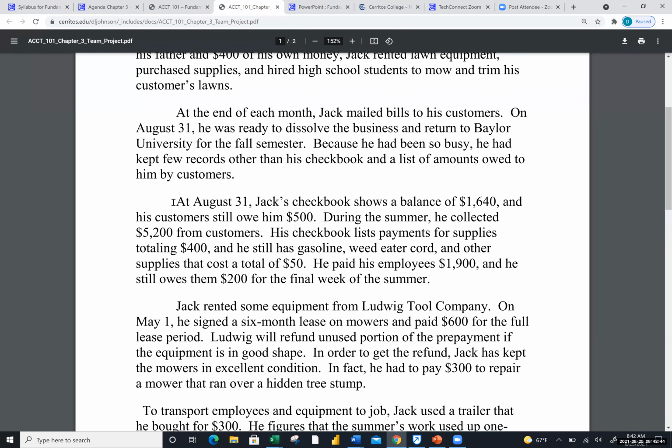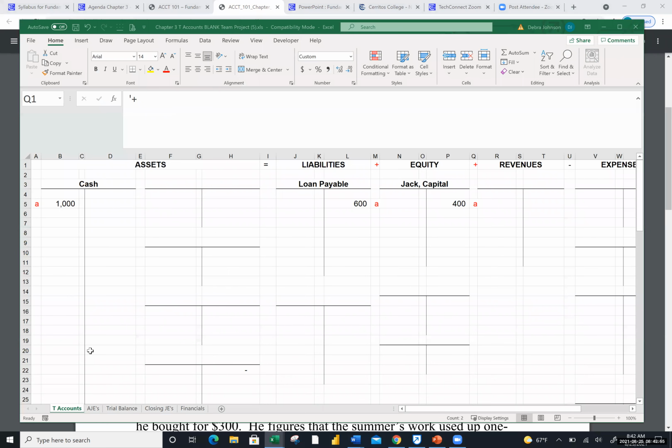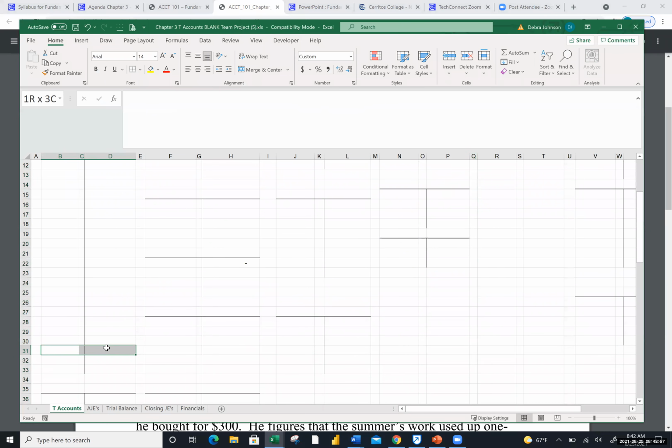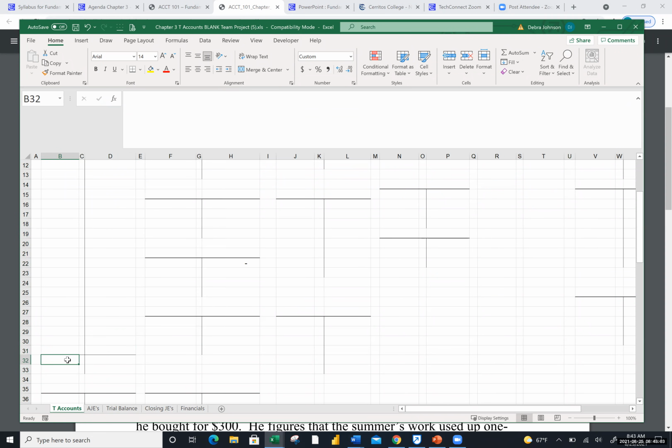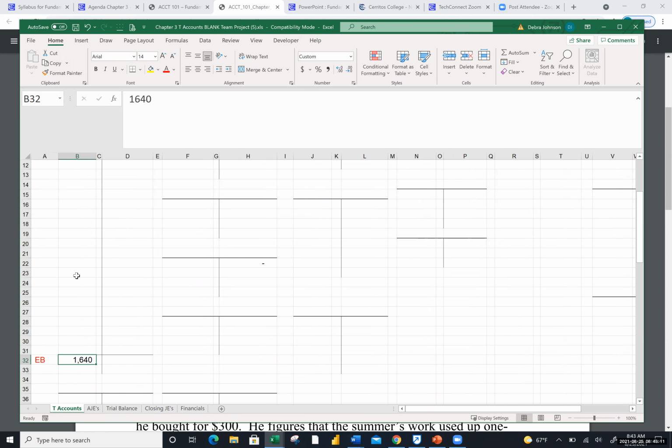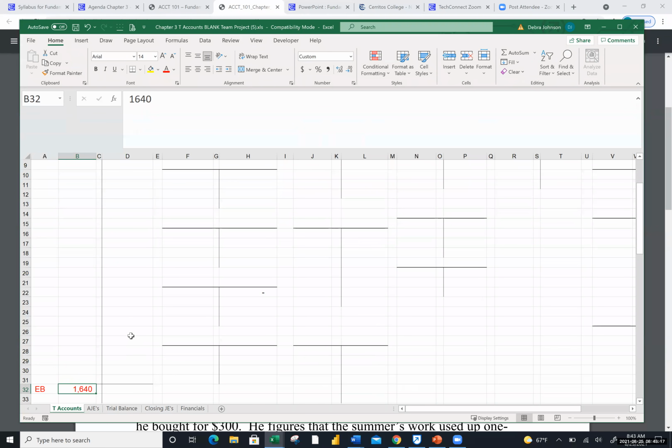So here's a check figure. At August 31st, his checkbook shows a balance of $1,640. That is a check figure. So if I go back over here to my T accounts, I'm going to come to the bottom of this cash account and write that balance in, which means as a check figure, when I'm all done, I have 1,640 in my cash account. I'll put EB for ending balance. This was given to us. We know that it's accurate. So that should give you some comfort. After you do this cash account, you should wind up with 1,640.